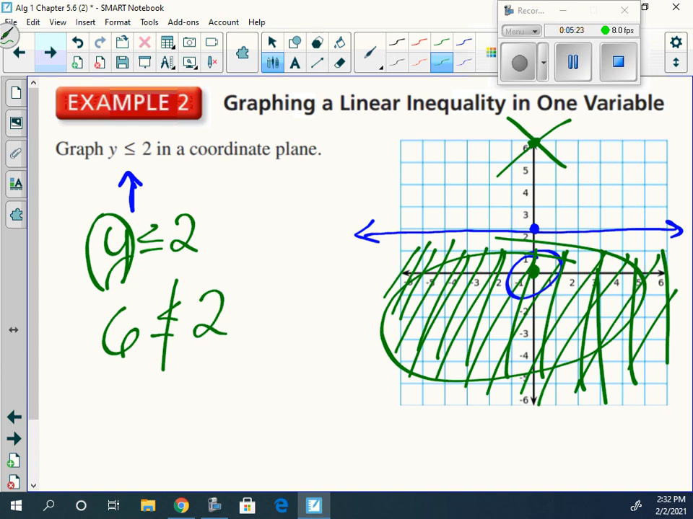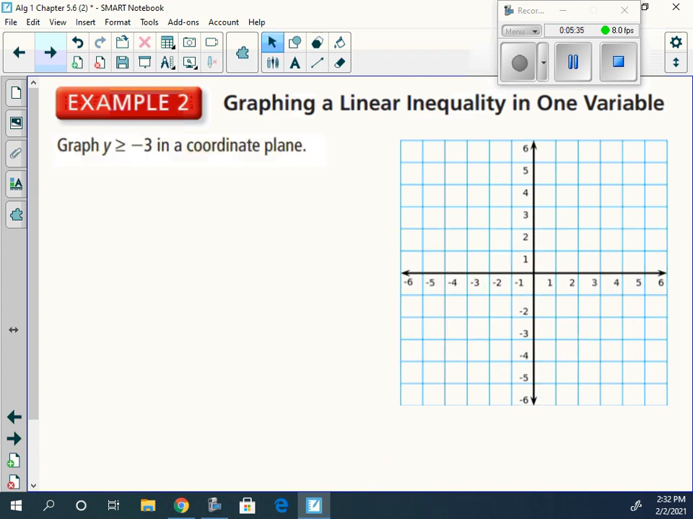Questions on this here? Because like we talked about yesterday, if it's in the shaded region, it makes the statement true. It's any point in that area that will make it true. So let's look at another one. y is greater than or equal to -3. Now again, y equals or x equals will have a straight line, either horizontal or vertical. It's either going up and down or left or right.